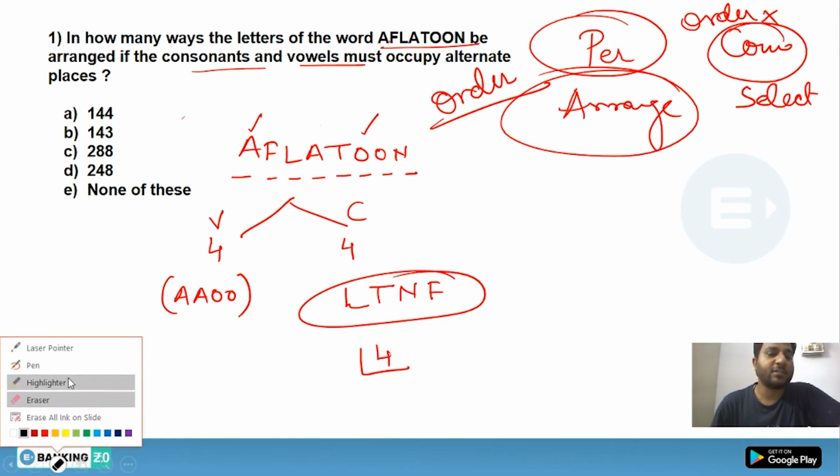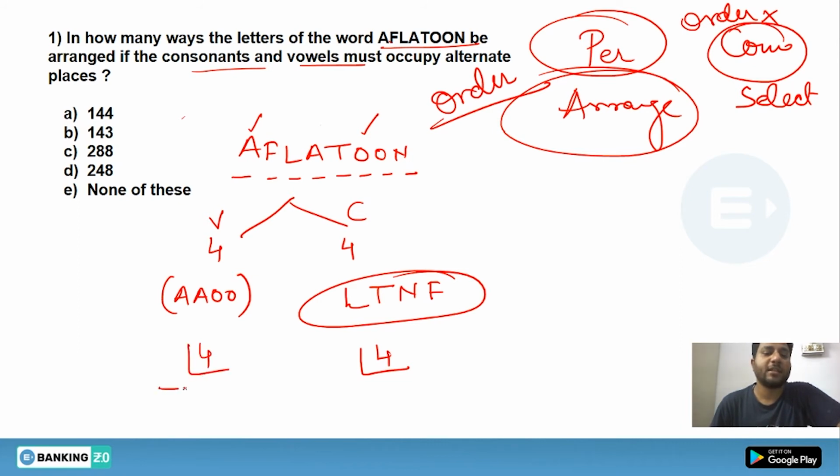But as you know that the repetition comes, then you will divide them by factorial 2 into factorial 2. So vowels will arrange and consonant will arrange. Now what you can do is, as you can clearly see that the position hasn't been given. So how can you say that vowel will sit on a particular place and consonant will sit on a particular place? Because our alternate places means either vowels will sit first or consonant will sit first.